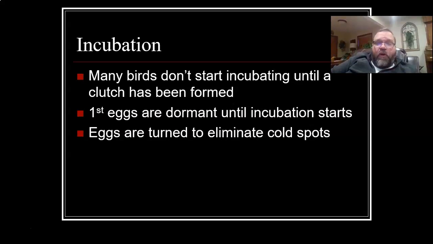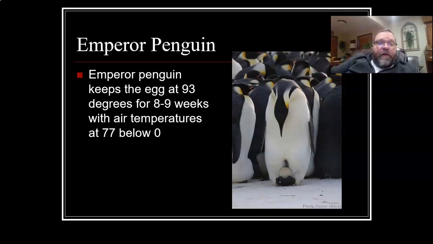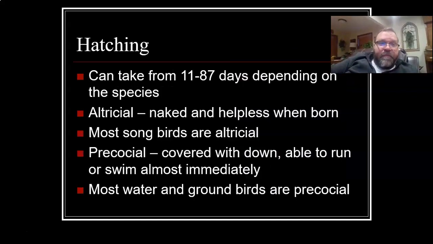Eggs are turned to eliminate cold spots, so they often will rotate the eggs so that the egg that was on the bottom of the pile now gets turned over and is on the top. The emperor penguin keeps the eggs at 93 degrees for 8 to 9 weeks with air temperatures at 77 degrees below zero. Notice how the bird does it here. He puts the egg on his feet, so it never actually touches the ice or the snow. And he's got all that blubber, and he puts that blubber of his stomach right over top of the egg to keep it all nice and warm. Very, very incredible how they do that.